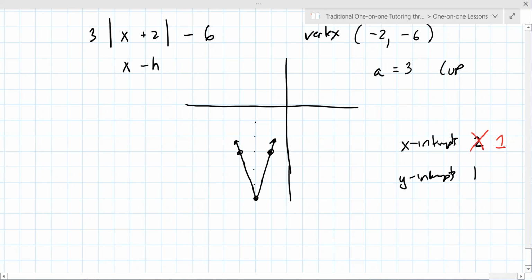Now let's say you wanted this thing to have 1 x-intercept. What would you do? Move it up. How many would you move it up? 7. If you move it up 7, it's here. How many x-intercepts does it have? Oh, 6. Yes. So if you move it up 6, it's got 1. But if you move it up 7, it's got 0.